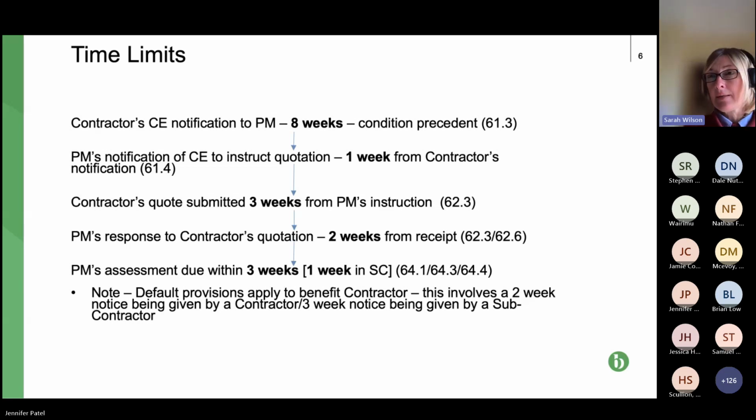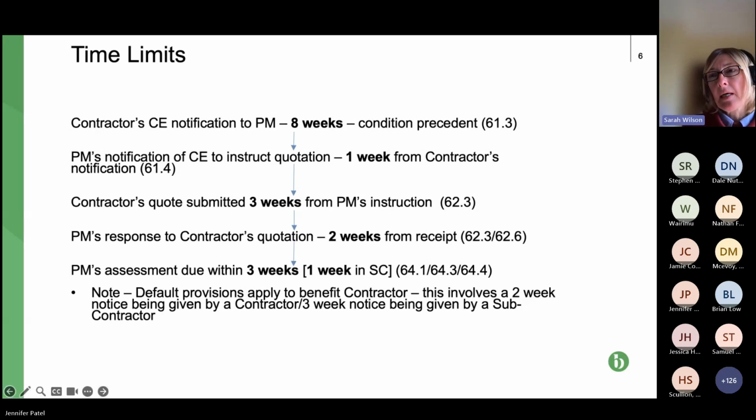If it's yes, it is a CE, then the PM should also go on and say, please, contractor, provide a quote. For contractors and subcontractors in the room, if they don't, my advice would be to go back to the PM and say, oh, clause 61.4 says that you've also got to request a quote. We are preparing it, but would you please just confirm that you agree that?